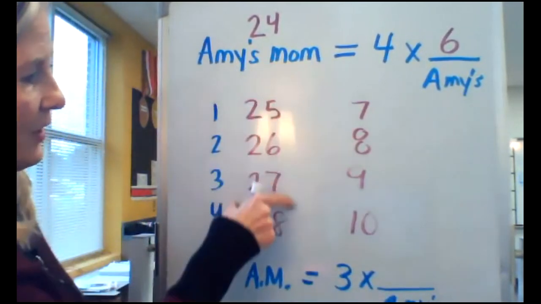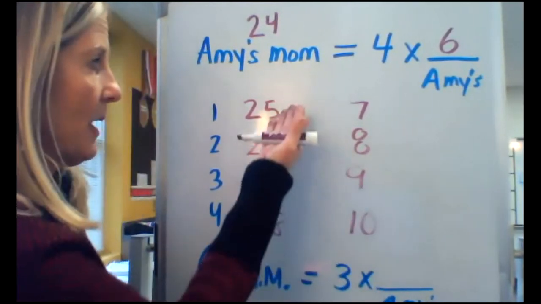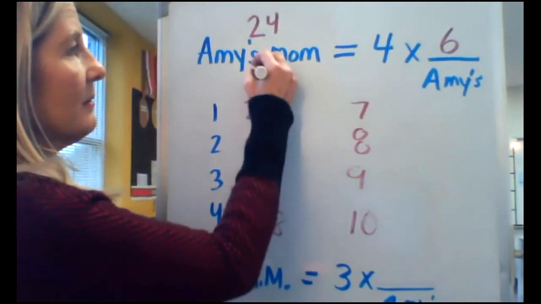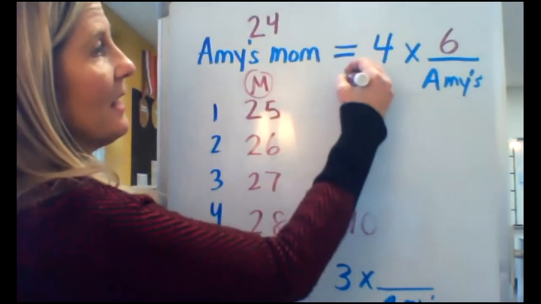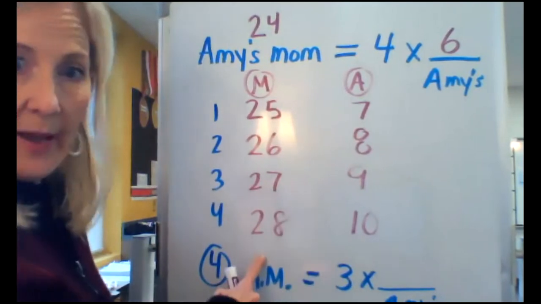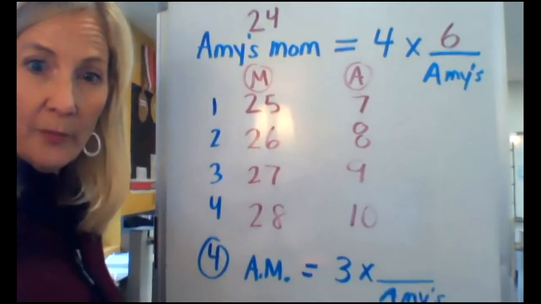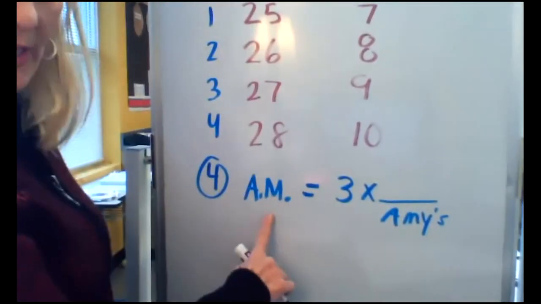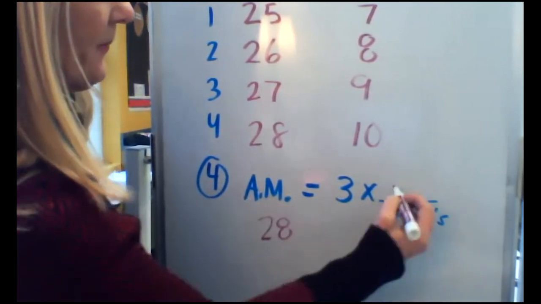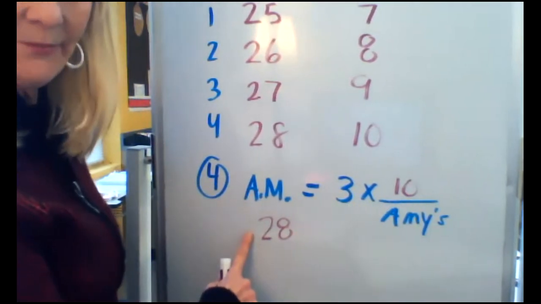Now, when you have a column like this, and it's all the same label, you can just give yourself some sort of label at the top, and you'll know that all of those are Amy's age. So now that we know how old they'd both be in 4 years, let's plug it in to the equation I made down here with the information I knew and see if it's true. So if Amy's mother is 28 and Amy's 10, is 3 times 10 the same as 28?